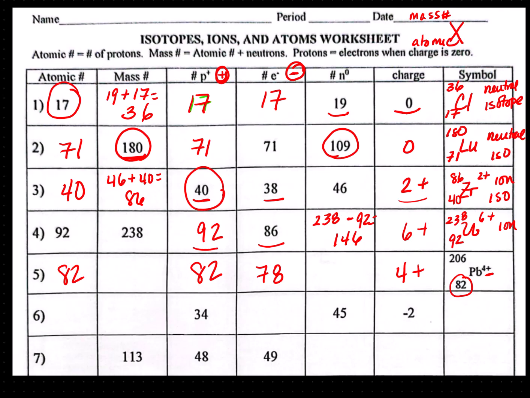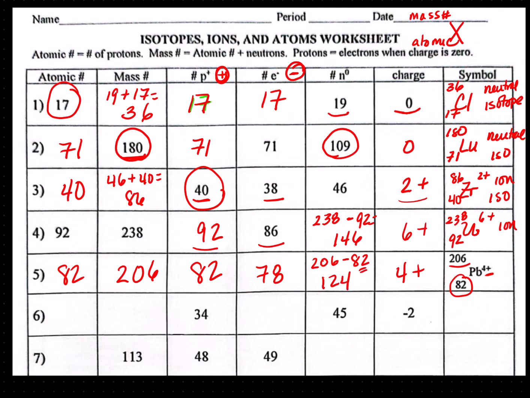Since the mass number or the neutrons are not given, we use the atomic mass off the periodic table and round it to the ones place. The mass number is given, it is 206. And so to find the number of neutrons, we don't use the periodic table. It is the given mass number minus the number of protons. This equals 124.